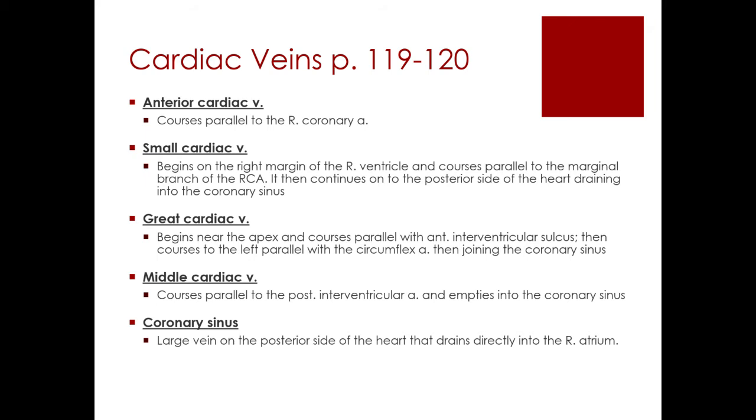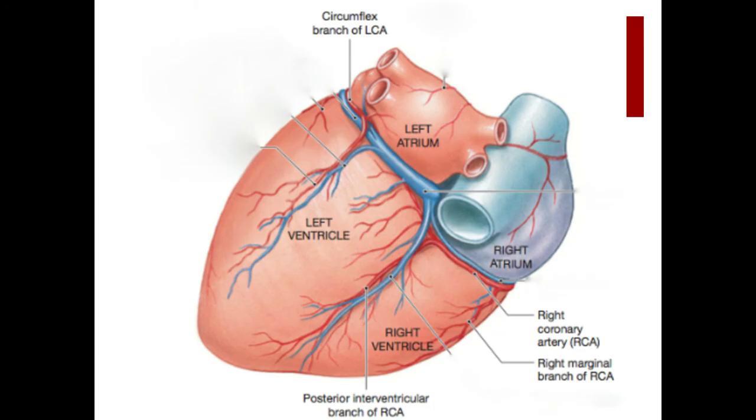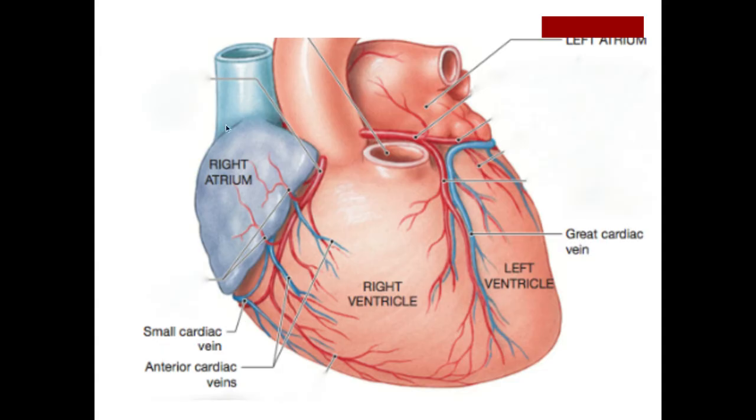And now for veins. So that was the arteries. That was how blood got to the actual tissue of the heart. Now we need the veins to take it back to the right atrium. The first thing we have are the anterior cardiac veins. And that's going to be this vein right here. And sometimes there's a second one as well.